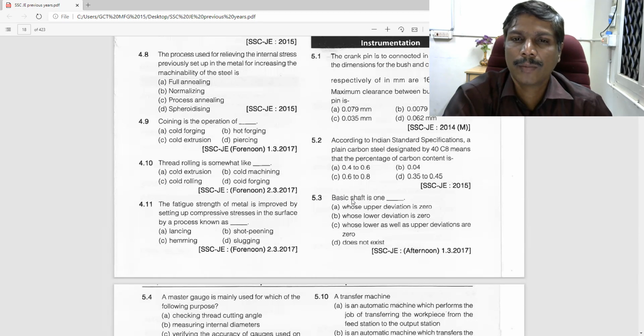So we have basic hole and basic shaft. Basic shaft means upper deviation is 0. Basic hole means lower deviation is 0. In hole, H-O-L-E, L is there, so lower deviation is 0. Basic shaft: when you rotate the H, it symbolically represents the U. So in shaft, upper deviation is 0.